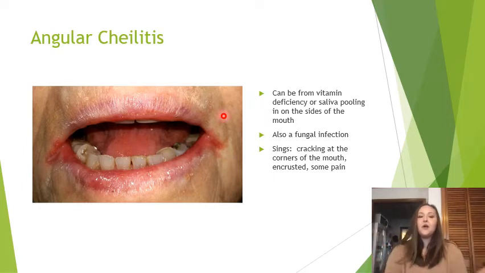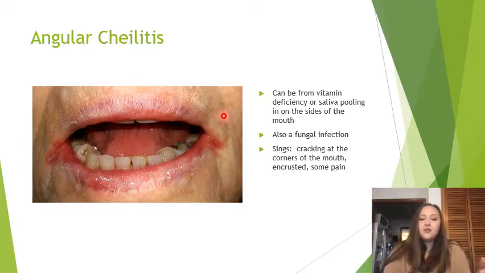So angular cheilitis is another variation of fungal infection, but because it's very common, we wanted to set it apart from everything else. But for people that have extra saliva and don't have dentures, a lot of times they still get that pooling. You don't really have to have an overlap, but you can still have the pooling of saliva on the sides of your mouth.